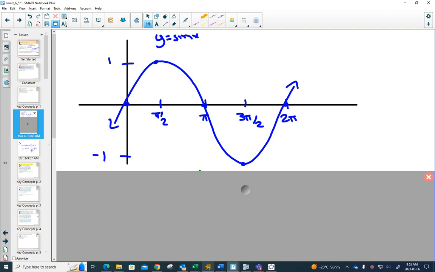So sine is your y coordinates. You know that sine of 0 is 0. Sine of pi over 2 is 1. Sine of pi is 0. Sine of 3 pi over 2 is negative 1. And sine of 2 pi is back to 0. And just like the parent graphs that you had in our first unit, you will need to be able to think of this graph quickly and be able to label those 5 points.